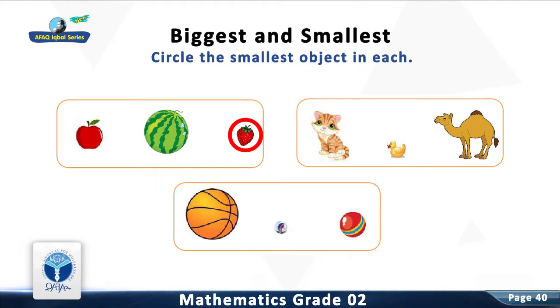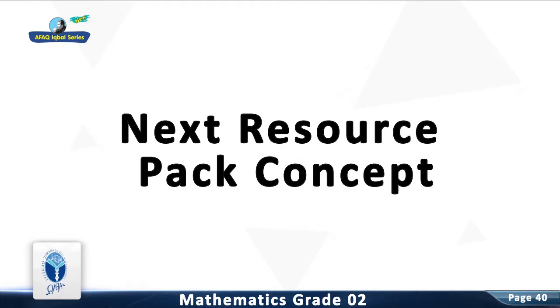Good. Now move to the next picture. Good. Duck is the smallest, so circle it. Good. Now move to the next picture. Good. Marble is the smallest, so circle it. Good. Now we move to the next resource pack concept.